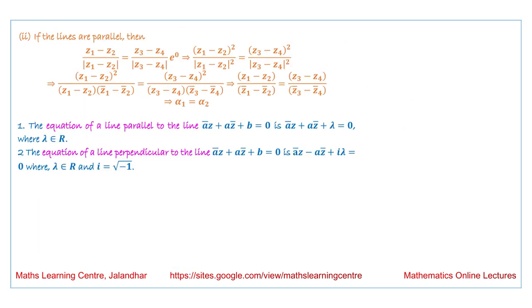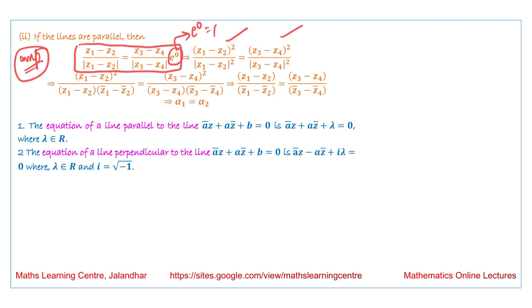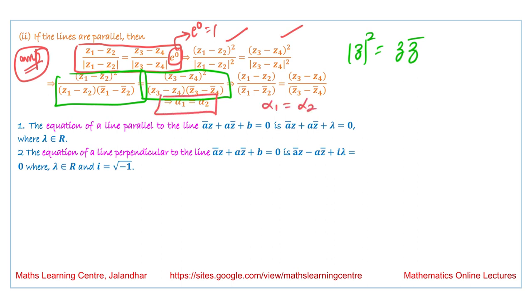Next, if these two lines are parallel to each other, then we have the condition in this form. Here we have e raised to the power 0, which is 1, since the amplitude of both these numbers is the same. On squaring these numbers and solving just as in the previous case, using the formula that mod of z square is equal to z into z bar, we get the answer in this form, and by substituting the final values, we obtain alpha 1 is equal to alpha 2. So these are the two conditions that we have to prove.